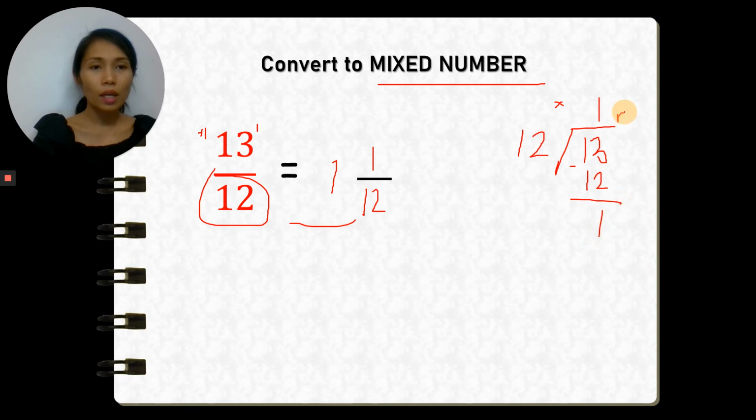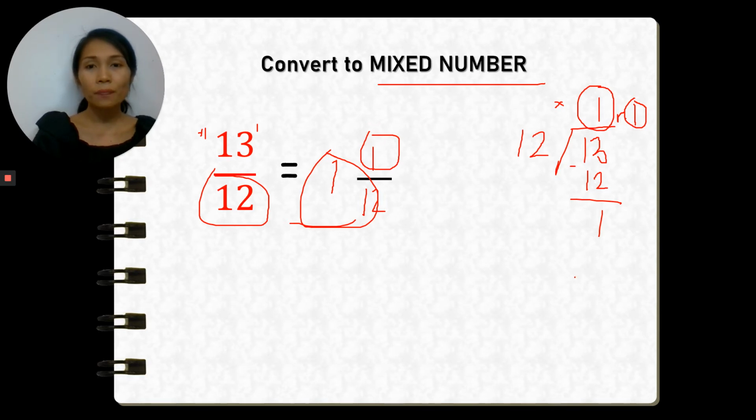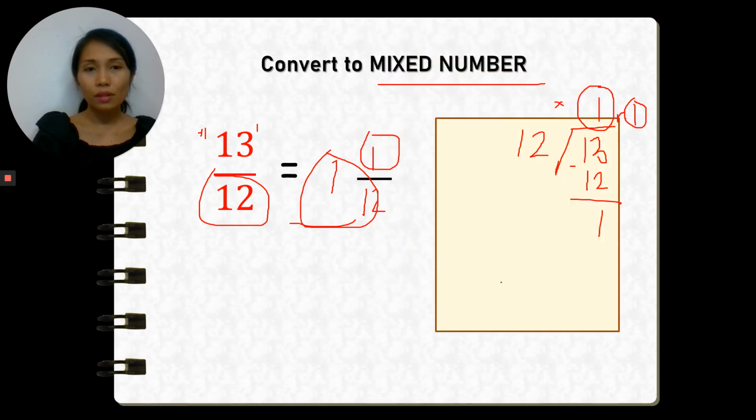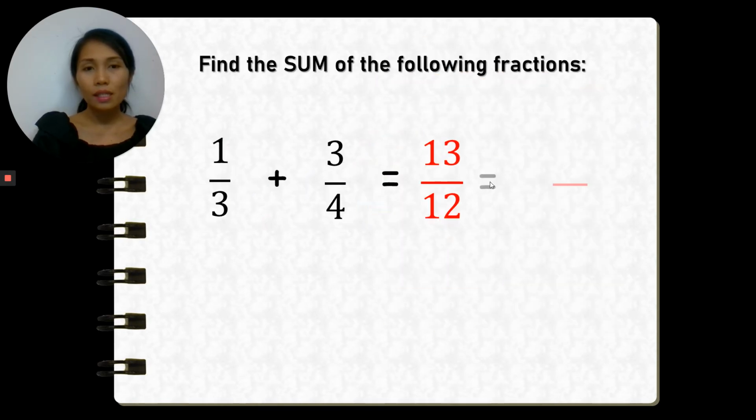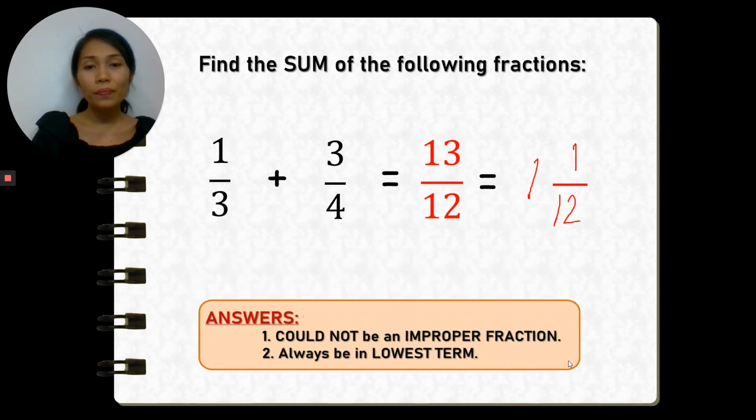So 1, remainder 1. Again, the quotient 1 is our whole number, and then the remainder 1 here will be the numerator. Okay, so that's how to convert. So our answer is 1 and 1/12. Now is that our final answer?